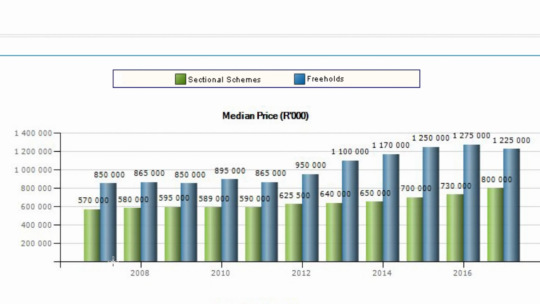And like we can see here, a property bought in 2008 was selling for 580,000 Rand when it was a sectional scheme, and let's say in 2017 that same property will be selling for around 800,000 Rand. So this is just a way that you can use to determine whether there is actually growth in a certain area and whether it's worth investing there.